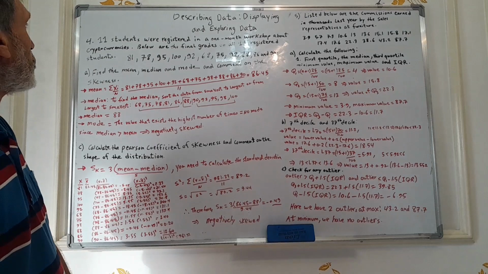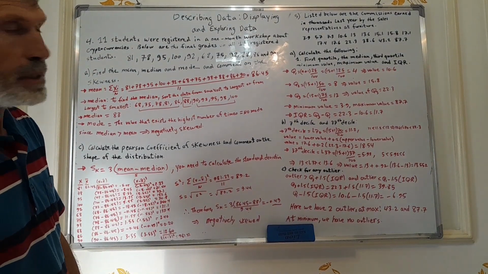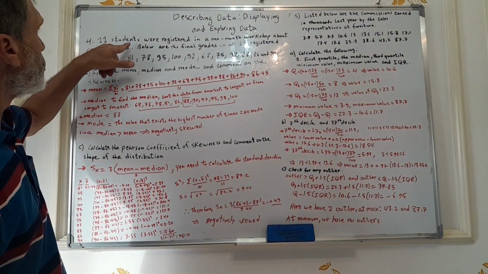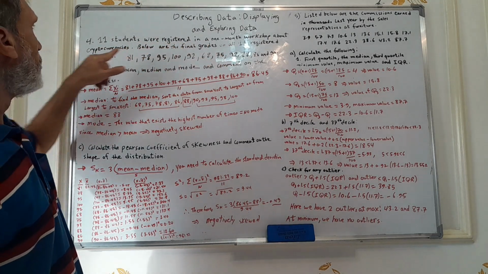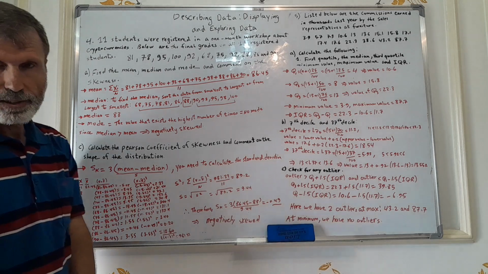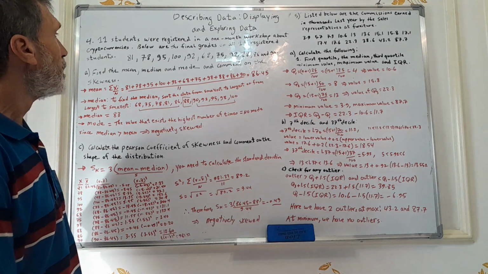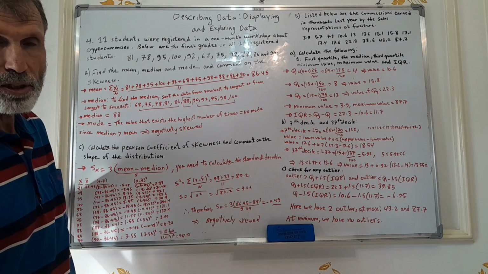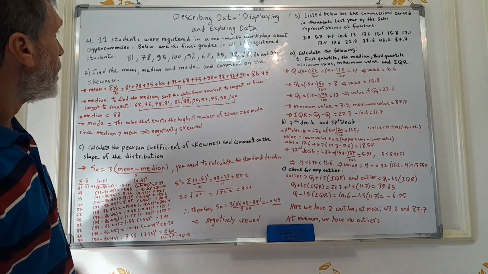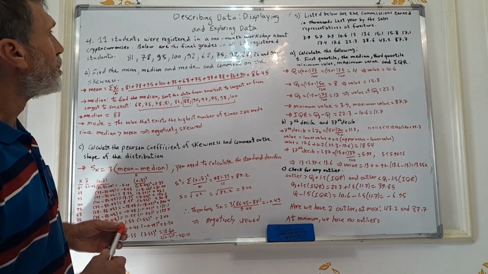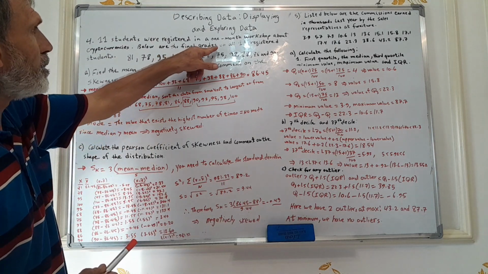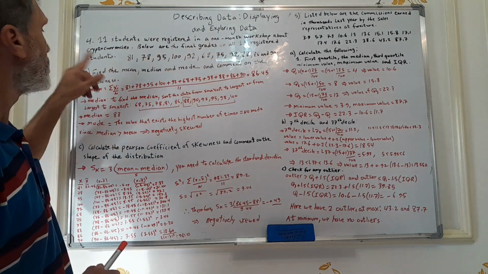Okay, we move to problem number 4. Problem number 4 says 11 students were registered in a 1-month workshop about cryptocurrencies. The topic is about cryptocurrencies. Below are the final grades of all 11 registered students.